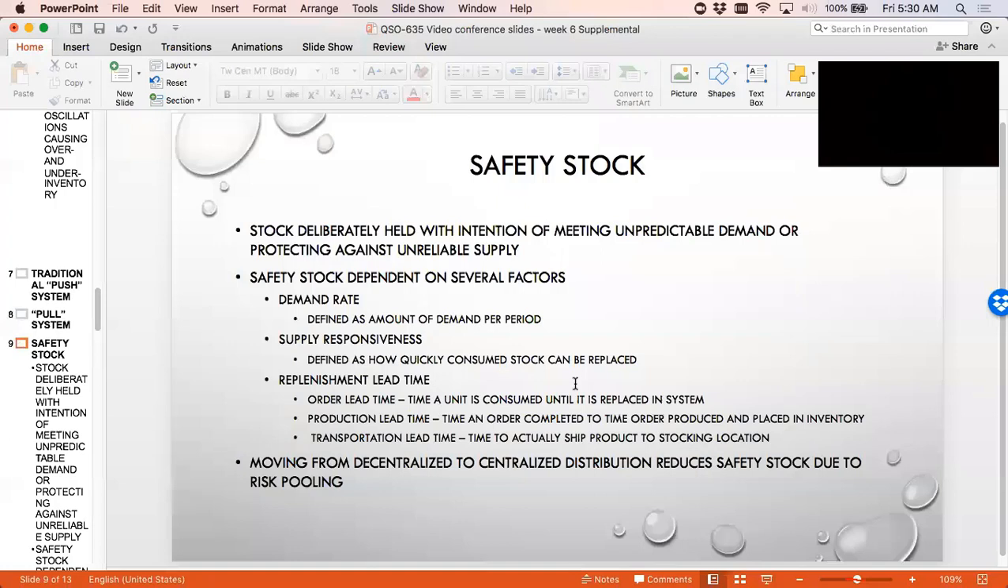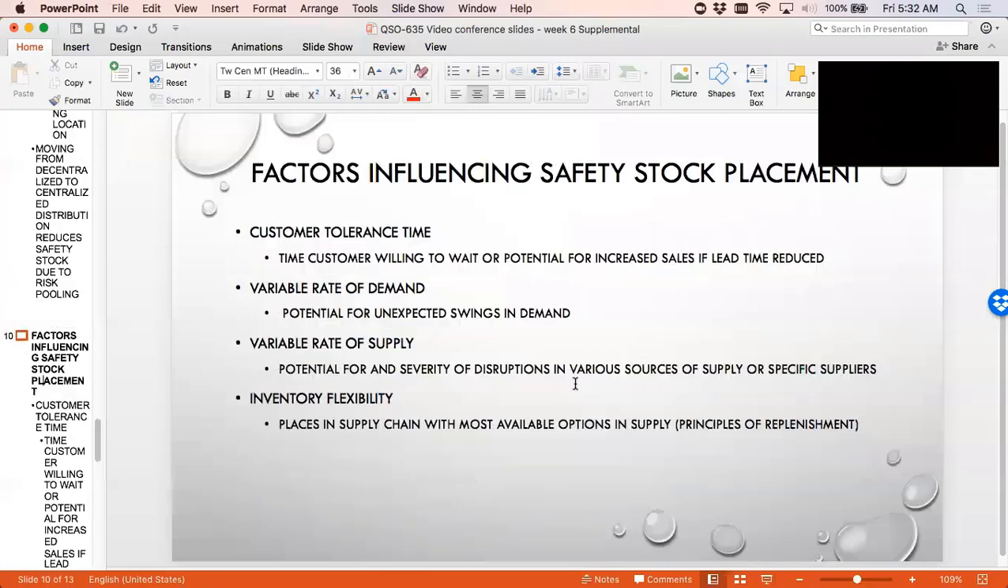The variable rate of demand. The potential for unexpected swings in demand. Very simple. The variable rate of supply and inventory flexibility. The first two, variable rate of demand, variable rate of supply, deal with the variation in your demand and supply, as you mentioned earlier. And the flexibility is how you place the places in your supply chain where you can leverage things to be more effective.